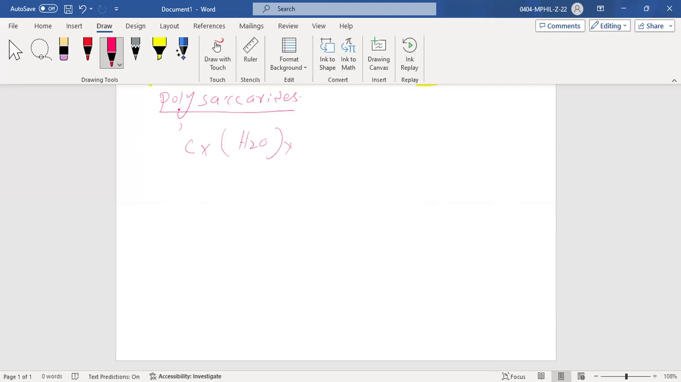So for instance, we can start with an example, that is starch. What is starch? Starch is, definitely, the stored form of carbohydrates in plants.